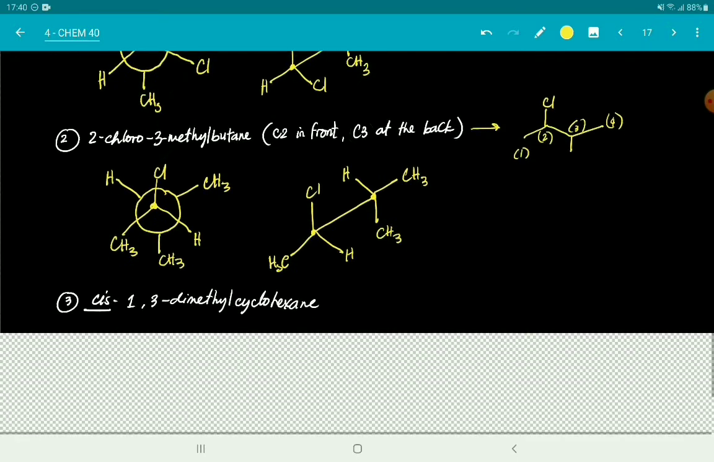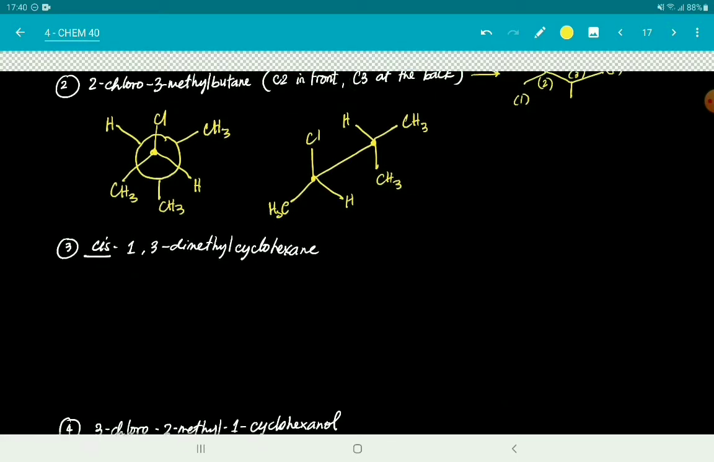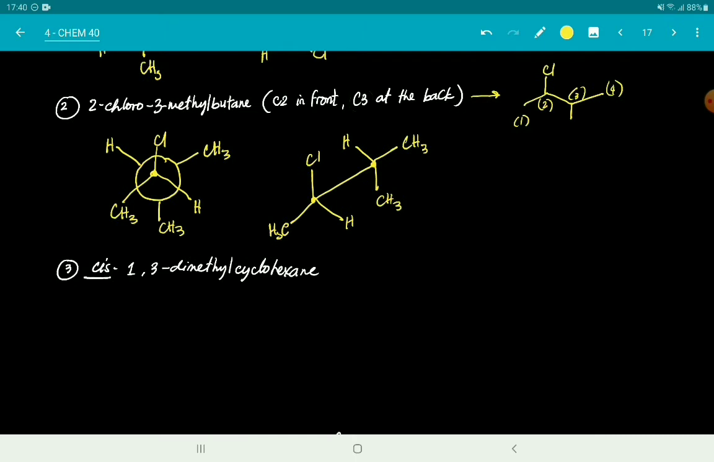So, we move on to number 3, cis-1,3-dimethyl cyclohexane. Oh, this is a cyclohexane. So, ibig sabihin na pagdodrawing natin ng Newman ay dalawang bilog na. Okay? So, i-practice nyo na lang din mag-drawing ng Newman projections in the future. Ganyan mag-drawing ng Newman projection ng cyclohexane.